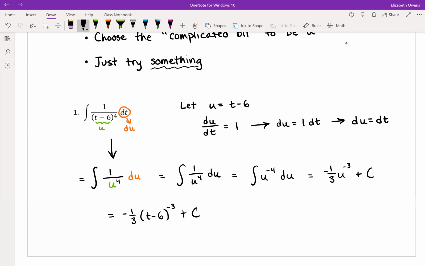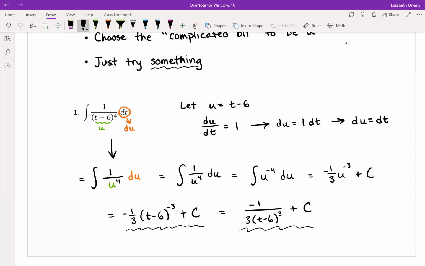And that is actually one form of a viable answer. You could also say this is negative 1 over 3(t minus 6) to the third plus c. That would also work. Either one of these, they're equivalent. But the idea here is that now we've taken that antiderivative, taken this indefinite integral, and gotten it back in terms of the original variable t.